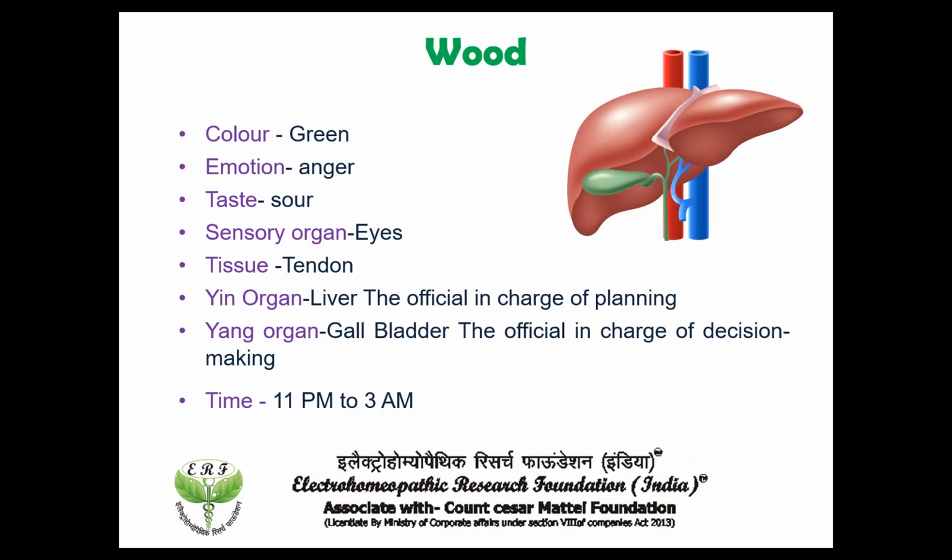Okay, so the element is wood, and the wood element color is green. The female organ is liver, and the male organ is gallbladder. The liver is the official in charge of our body planning, and the gallbladder is the official in charge of decision making. The emotion of this organ is anger.